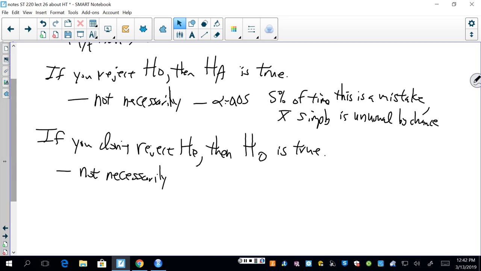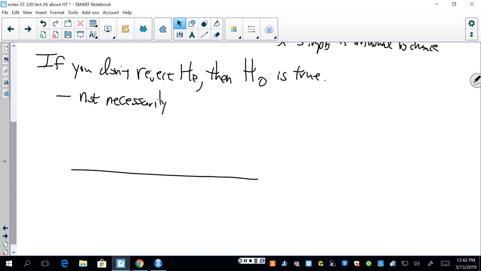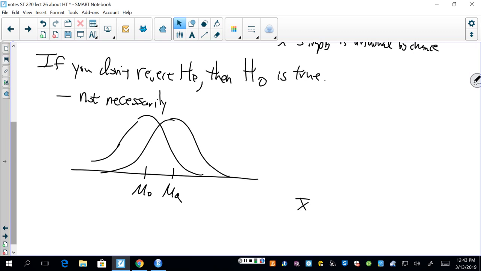So there's a picture. If here's mu sub 0, in the first one, every once in a while we get a value of X bar that's kind of funny and out there. But even if the alternative is true, the alternative might generate values of X bar that are close to mu sub 0 and we wouldn't reject it. But that doesn't mean that mu sub 0 is true.